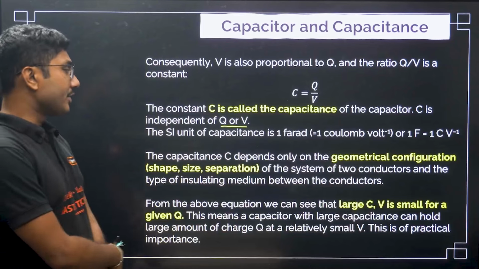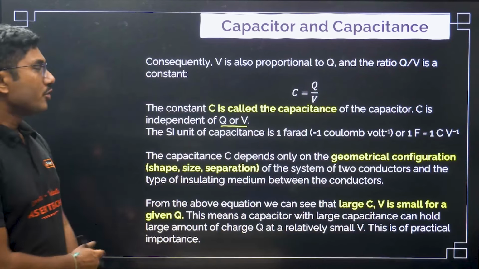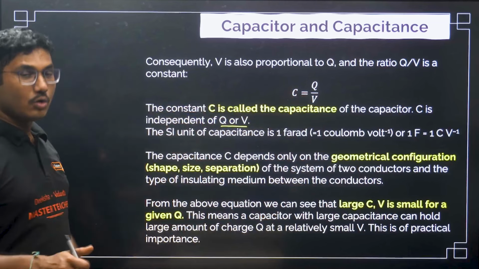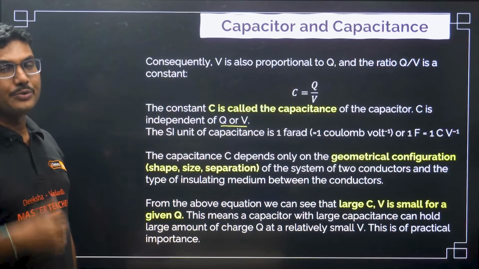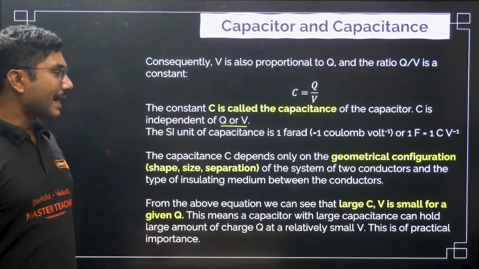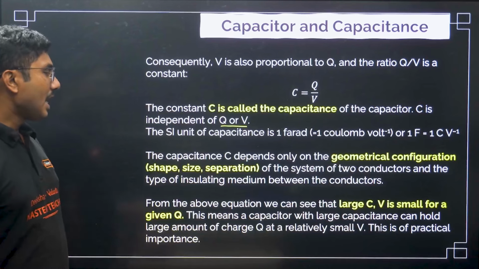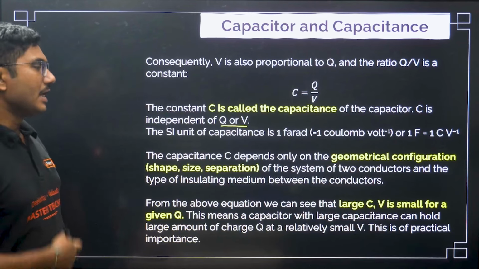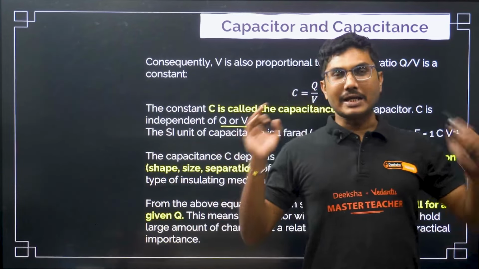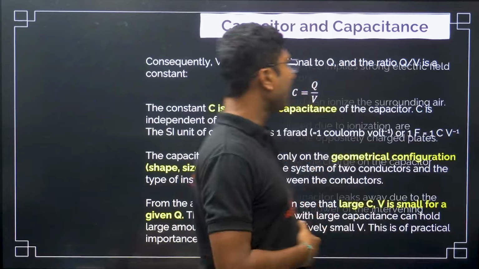From the above equation, we can see that the larger the C, the smaller the V for a given Q. So, if you keep C high, V can be controlled even using a small amount of Q. You can keep a higher V or lower V. This means that a capacitor with large capacitance can hold a large amount of charge Q at a relatively small V. This is of practical importance. So higher capacitance means it can store higher charge even if the voltage is low.